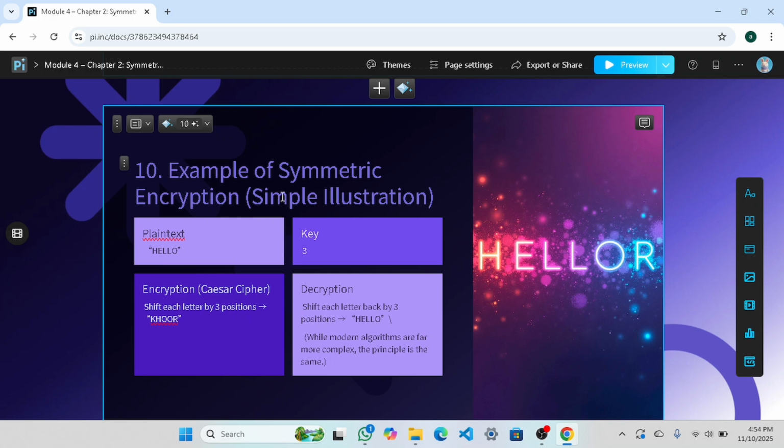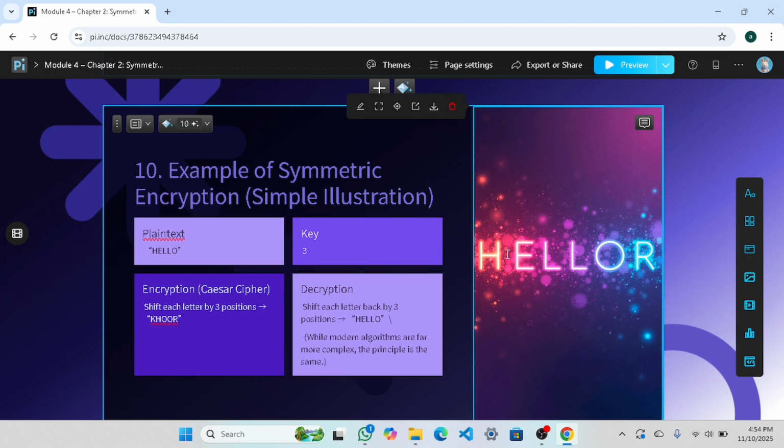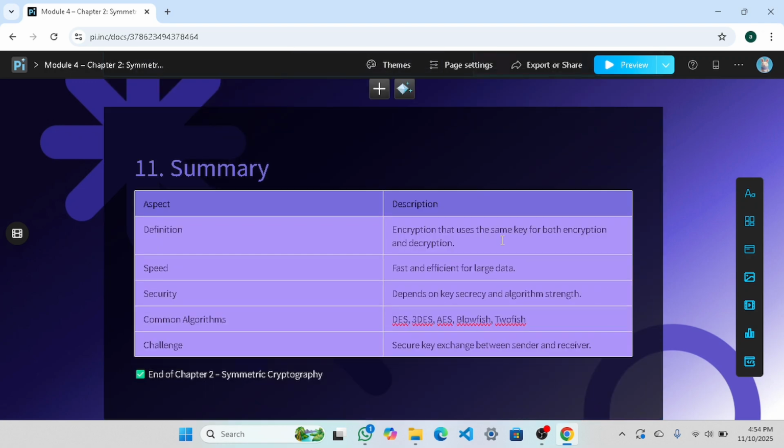Let's see a simple example of encryption: plaintext hello, key used here is 3, encryption with Caesar cipher, shifting each letter by 3 positions, and then decryption. So ciphertext, this is a different topic. If you want me to make a video on the Caesar cipher and these types of algorithms, please let me know in the comment sections.